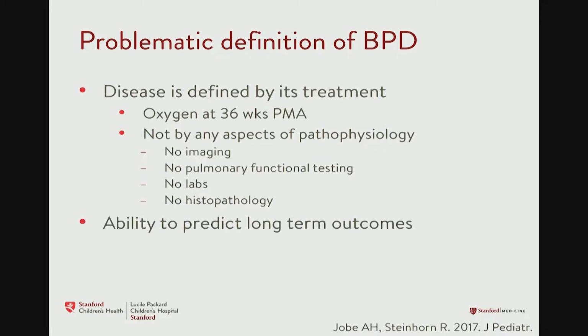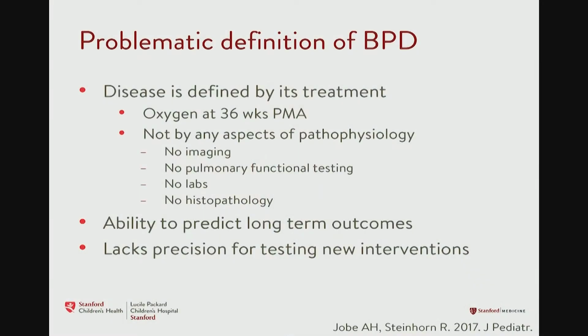And a major consideration for the diagnosis of BPD is how it can predict outcomes. And while the initial definition of BPD I showed you did predict some respiratory outcomes at 18 to 22 months, other studies have shown that other clinical factors like male sex, IUGR, may be just as good as that initial BPD severity diagnosis at predicting outcomes. And more importantly, as I've tried to highlight, this definition lacks precision for testing new interventions. It's such a broad group.